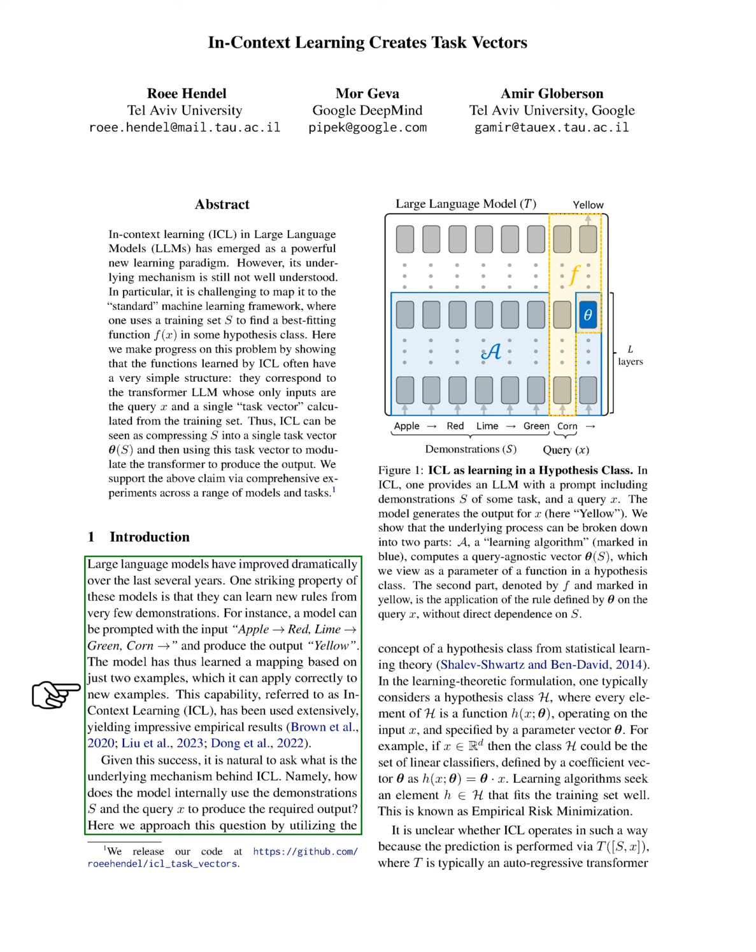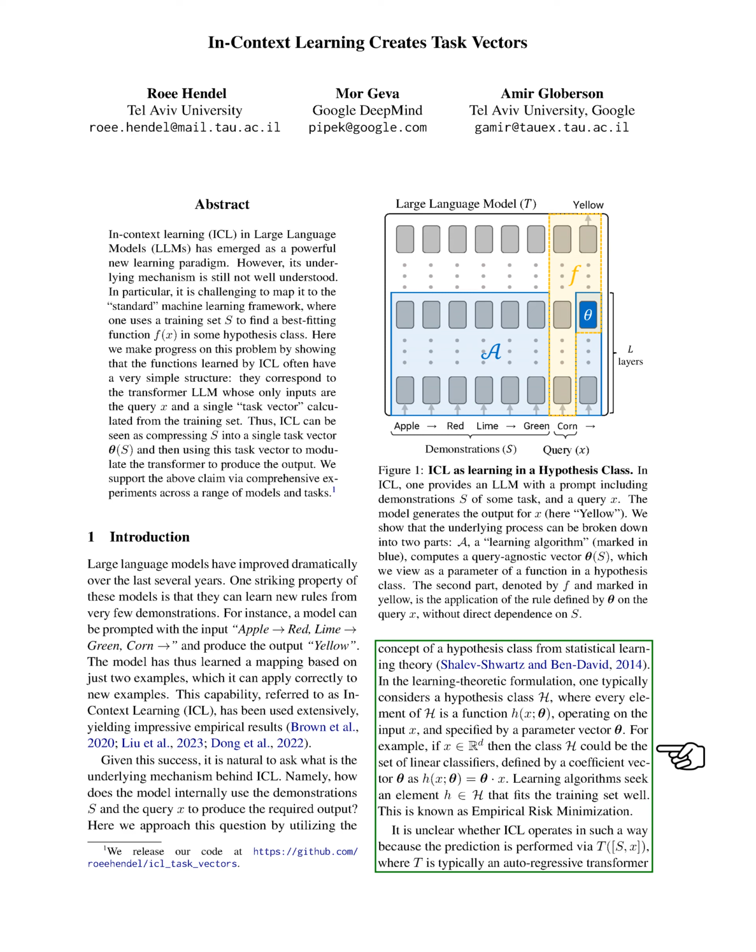But what's the science behind this? How does the model use the examples and the question to come up with the right answer? To answer this, we're going to use the concept of a hypothesis class from statistical learning theory. In simple terms, a hypothesis class is a set of functions that operate on an input and are defined by a set of parameters. For example, if we're dealing with real numbers, the hypothesis class could be a set of linear classifiers, defined by a parameter vector and operating on the input. The goal of learning algorithms is to find a function within this class that fits the training set well. This is known as empirical risk minimization and is a key concept in supervised learning.